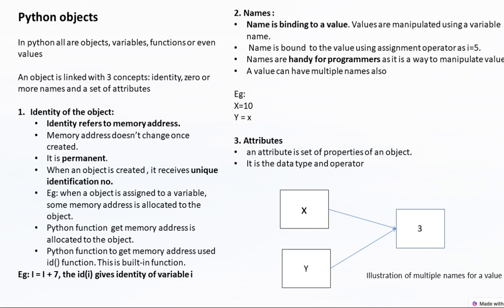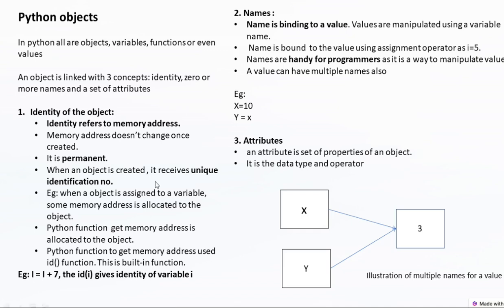Similarly, any object in Python will be stored at a memory address, and you access that object through the memory address. Who is storing this? Identity. Identity refers to the memory address, and once it is put in a memory address, you cannot change it. When you create the variable, a memory address is allocated, and that is permanent. So when an object is created, it receives a unique identification number, since you can store just one variable at one location.